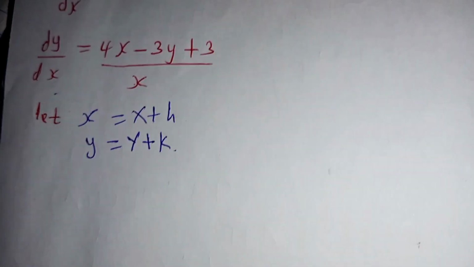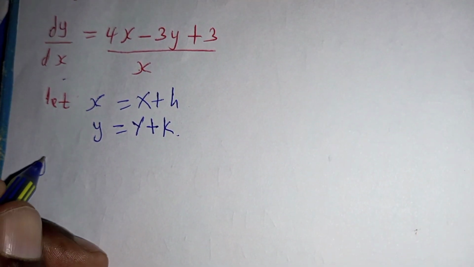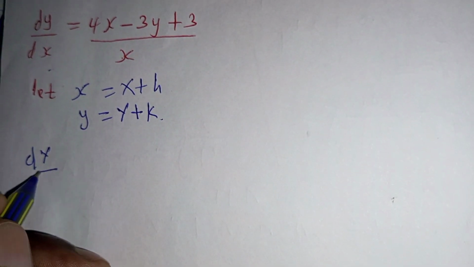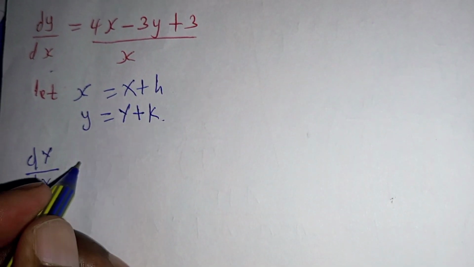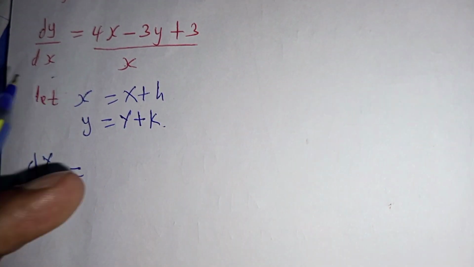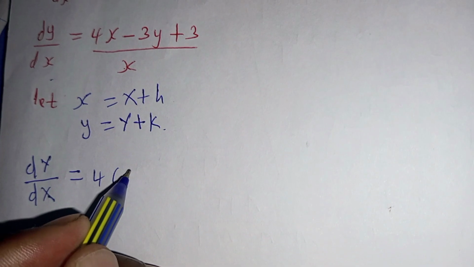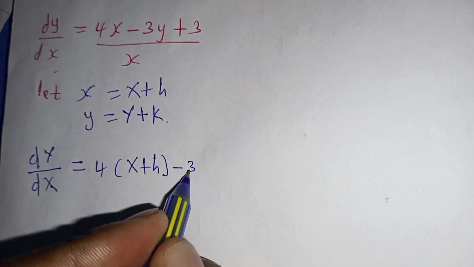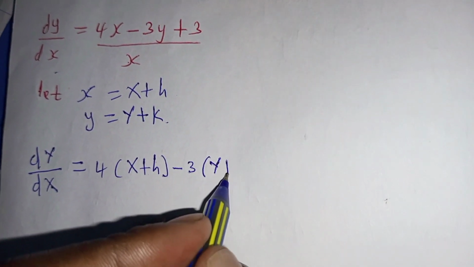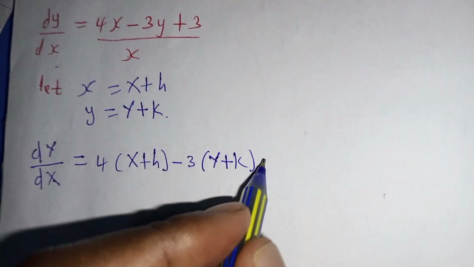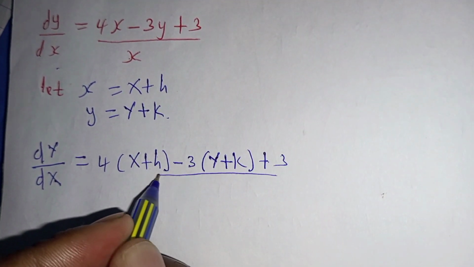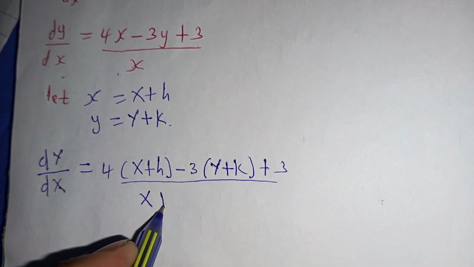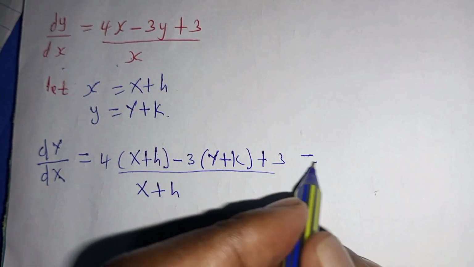Now from there, we get our capital dY divided by our capital dX is equal to, so we substitute here where you have small x with x plus h minus 3. Instead of y, we write capital Y plus k, then plus 3, divided by, instead of small x, we are going to write capital X plus h.